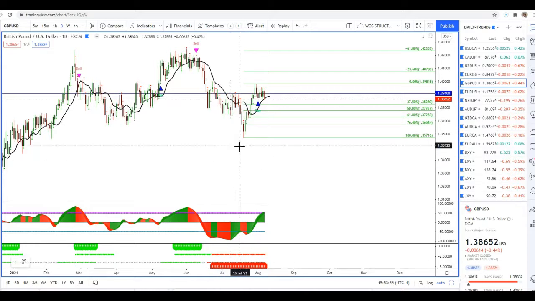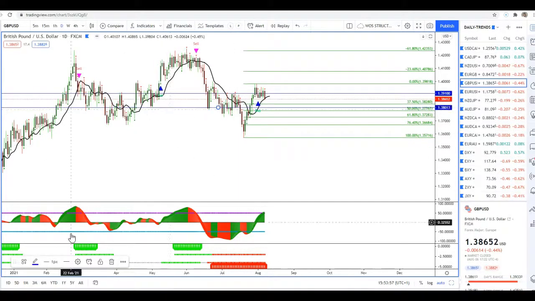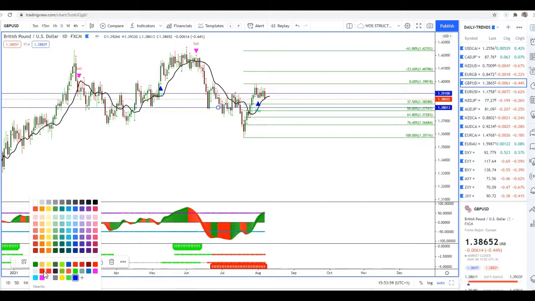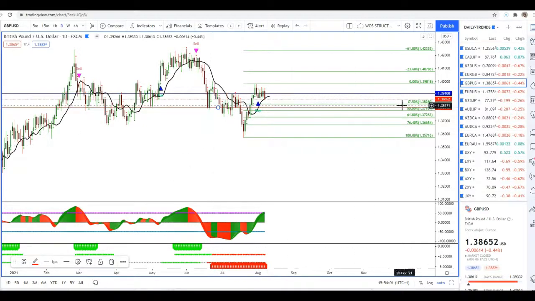So I will note this point to be careful. You don't really want price coming below this price point here. So our area of participation should be 37.5, which is 138.28. That zone there is a strong zone to be looking for a move to the upside.